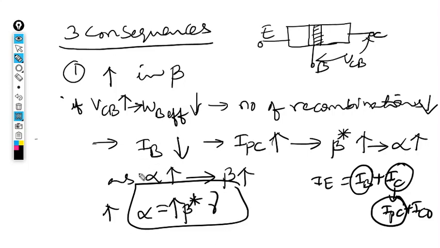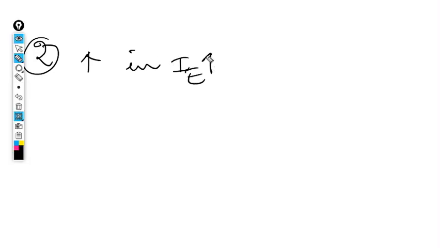Now let us see the second consequence. The second consequence is nothing but an increment in IE. How does IE increase due to base width modulation?